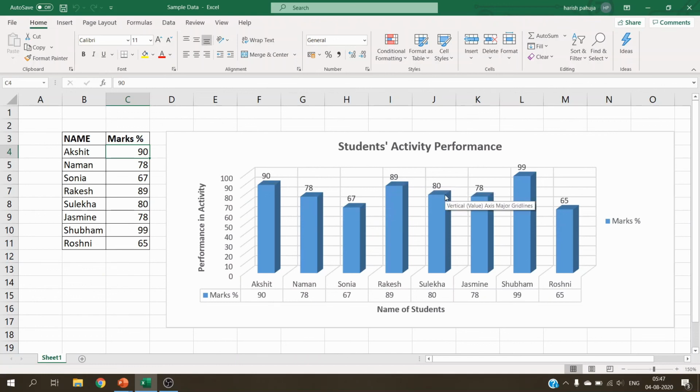So that's all about the basic understanding of a chart, what it is and what the different components are.